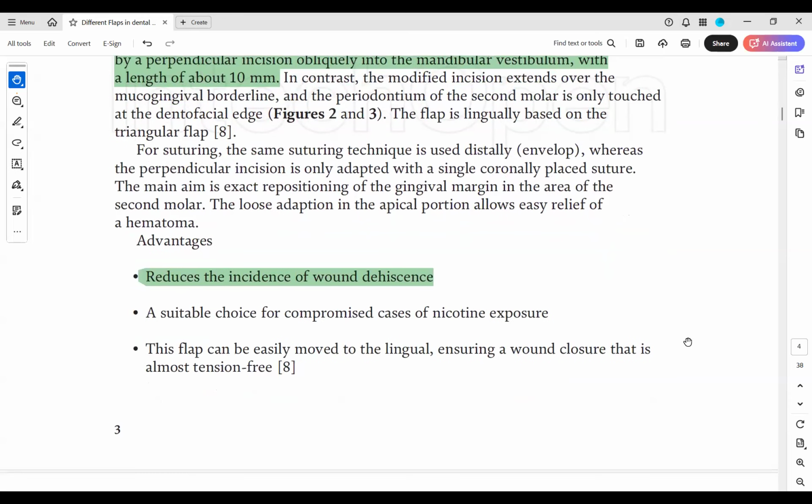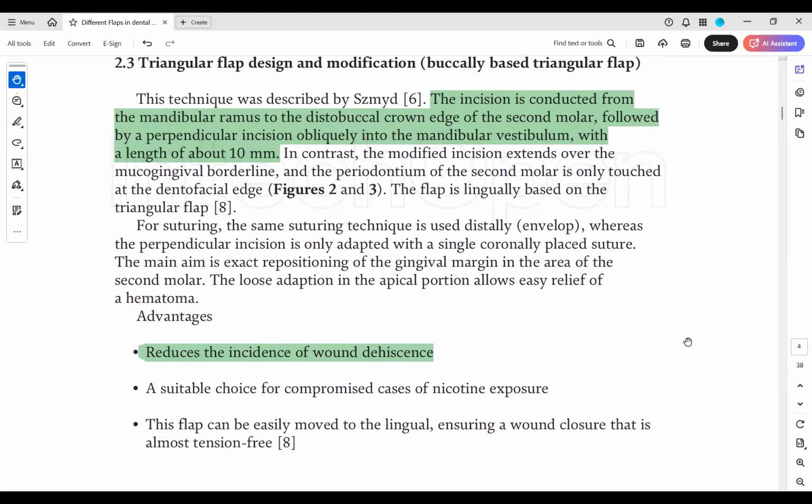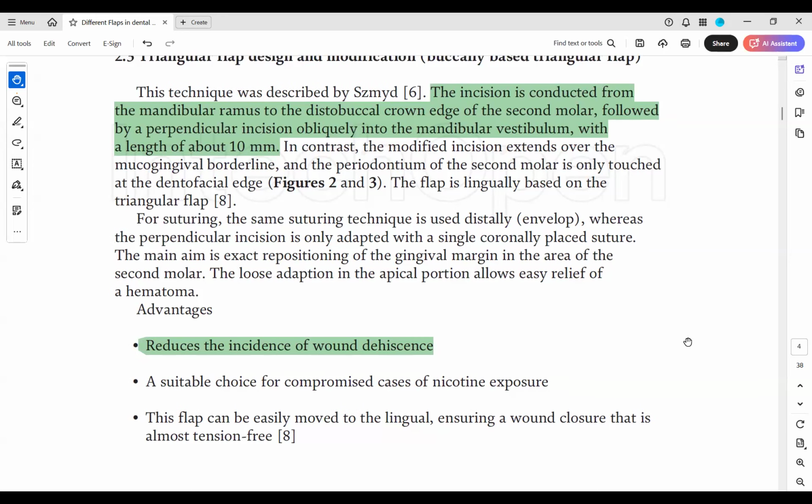Now the variation, the modification, is also that it is lingually based, on the lingual side for the removal of your third molar. So there are two versions available. One is the buccal aspect and the other is the lingual aspect. So one, again, a learning point is that the triangular flap can be given both sides, buccal as well as lingual. The lingual triangular flap is known as your triangular flap modification. Okay.